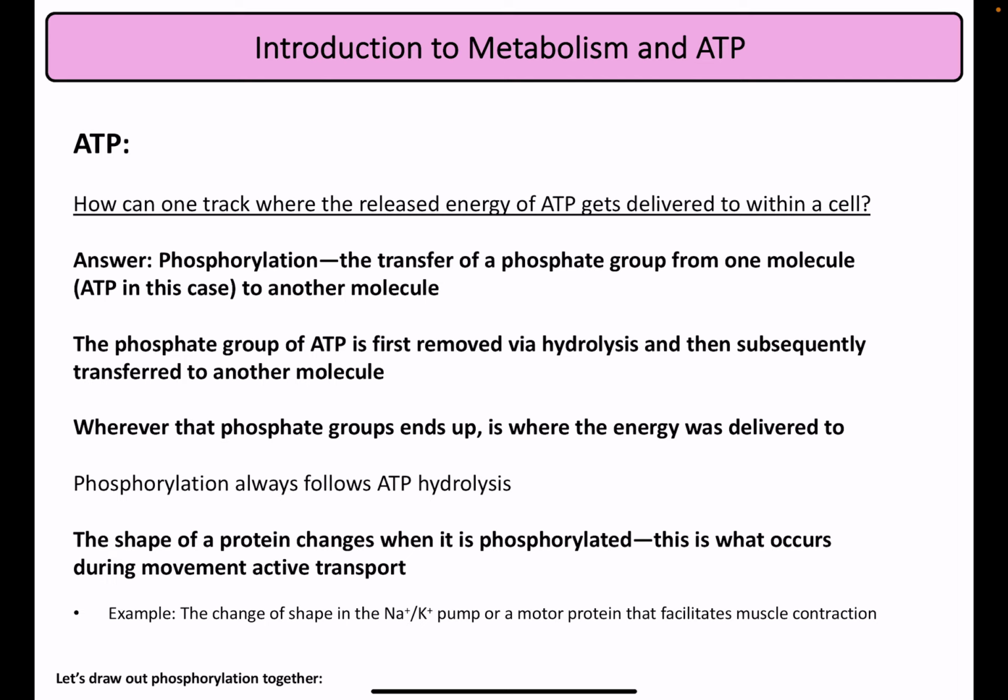Oftentimes in your cells, in your body, you transfer a phosphate group from ATP to a protein. And when you do so, when you add that phosphate group to a protein, it makes that protein more unstable, and it changes the shape of that protein, allowing it to do something. That something can be a muscle contraction, it can be moving something around within a cell, like transporting something, or it can even be building something. So in a simple sense, when a protein gets phosphorylated, meaning it gets a phosphate group added to it, the shape of that protein changes, allowing it to carry out a function.